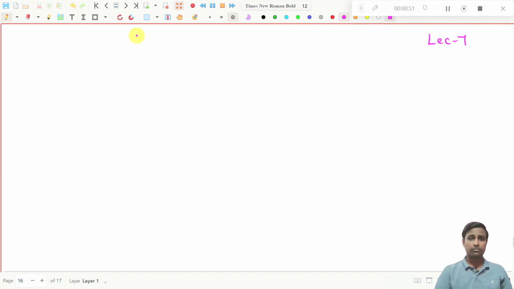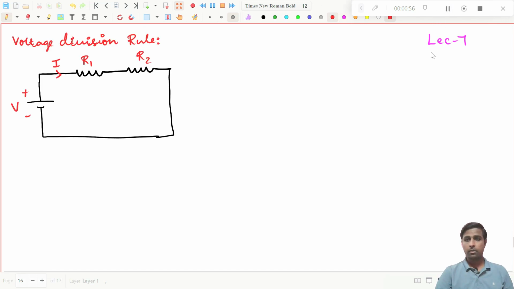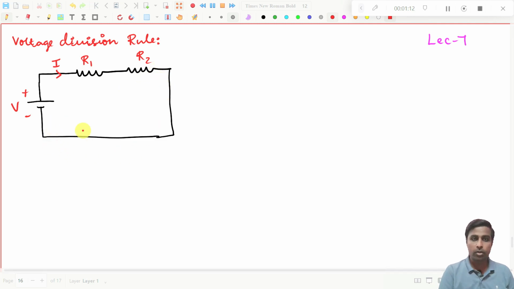Now we will go for a new topic. The topic is the voltage division rule, and it is applied only in a series connected resistor circuit. So this is the voltage source connected across the series resistors R1 and R2 like this. Now what is the current flow here? That is also I, right?